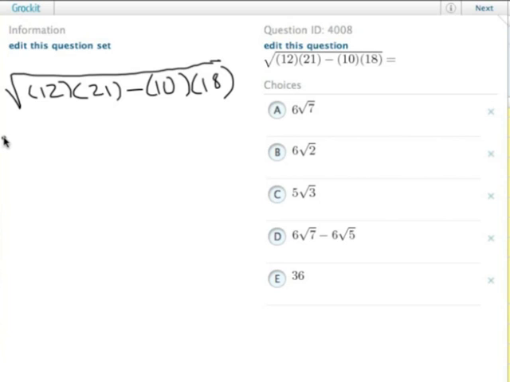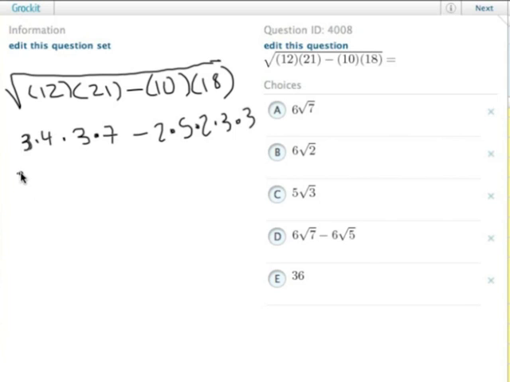But you can break that down into 12 is the same thing as 3 times 4, and that's times 3 times 7, minus 2 times 5 times, and for 18, you can decide how you want to do it, but you could do 2 times 3 times 3 perhaps, because 2 times 3 is 6, times 3 is 18. Then you group them together.